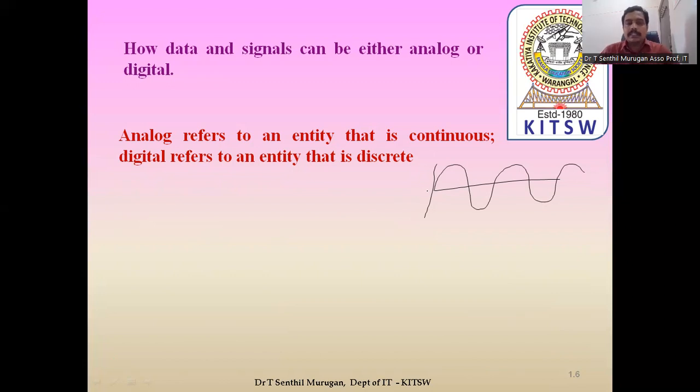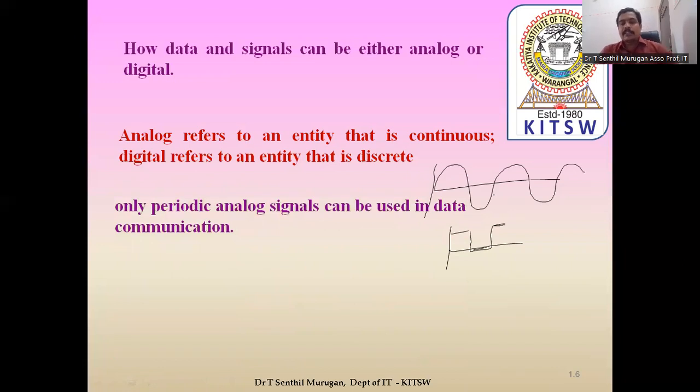But a digital signal refers to an entity that is discrete. How do we say that? If data is there, it is 1 or 0, 0 or 1, like that. So we can represent it: the signal immediately changes its form from 0 to 1 or 1 to 0. That is the stage we know, but here it is not there.